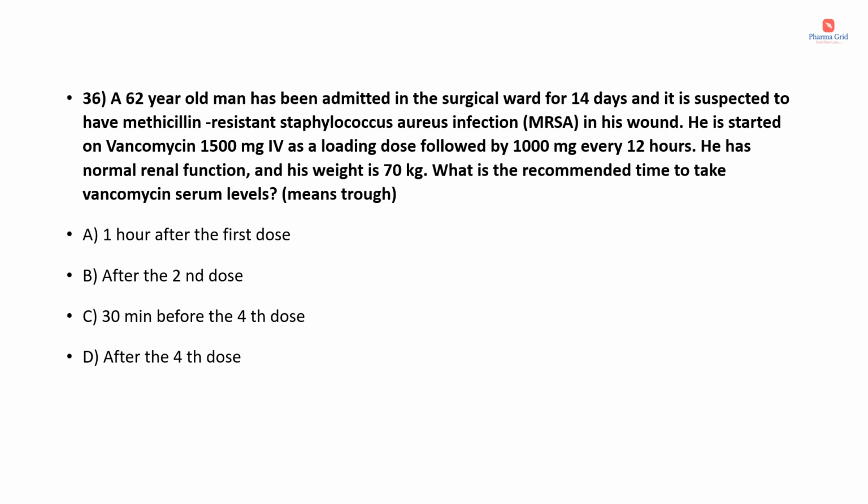A 66-year-old man has been admitted in the surgical ward for 14 days and it is suspected to have MRSA infection, that is methicillin resistant Staphylococcus aureus infection in his wound. He started on vancomycin 1500 mg IV as a loading dose followed by 1000 mg every 12 hours. He has normal renal function and his weight is 70 kg. What is the recommended time to take vancomycin serum levels, which means the trough level?